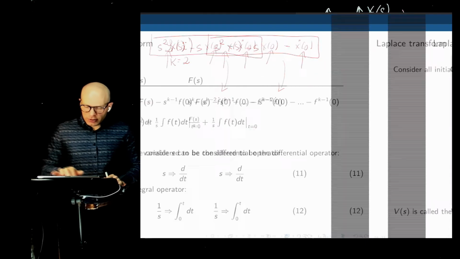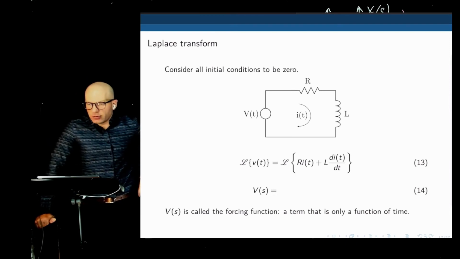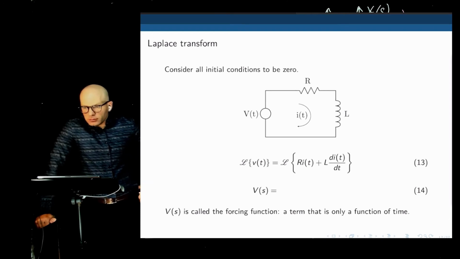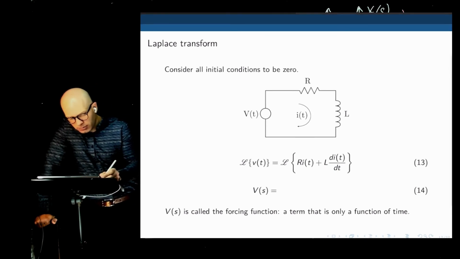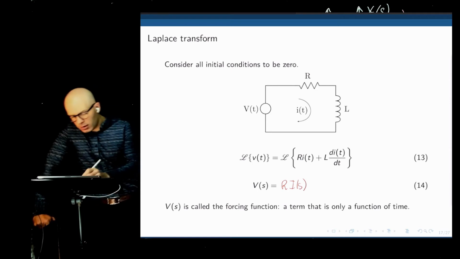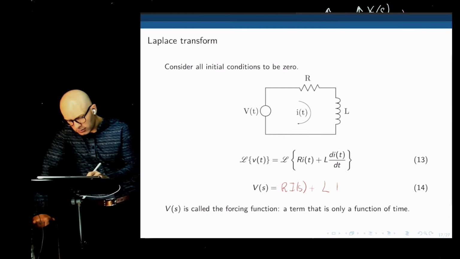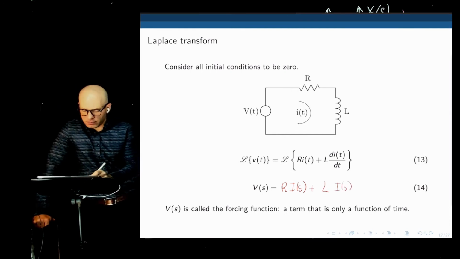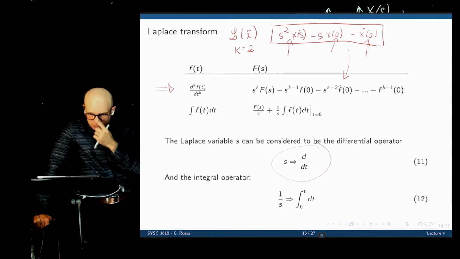Okay, let's do one example to clarify this. Here is an electrical circuit. We know the equations for this electrical circuit. What is the Laplace transform of this? We have V of t equals Ri plus L di dt. So what is the Laplace transform of all this? Let's see. V of t is a function, and simply becomes V of s. R is a constant, it doesn't change, it stays R. I of t is a function of time, and becomes a function of s. L is a constant, and di dt becomes I of s with the derivative becoming s, from the table, with no initial conditions.